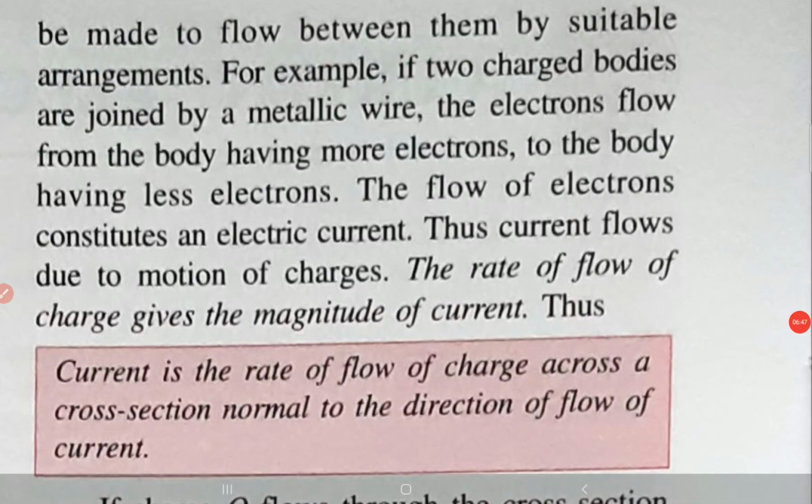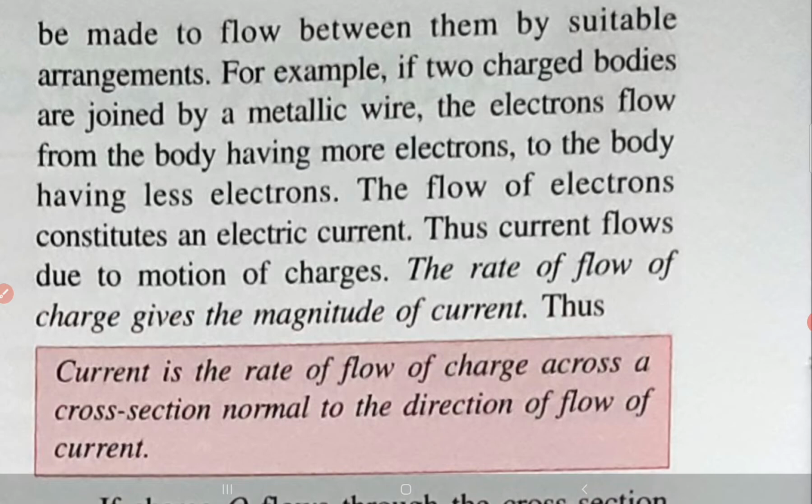So the charges can be made to flow between this positive body and negative body by a suitable arrangement. For example, if two charged bodies are joined by a metallic wire, the electrons flow from a body having more electrons to the body having less electrons. The flow of electrons constitutes an electric current, but how much current depends upon the rate of flow of the charges, how fast the charges are moving. So the rate of flow of charges gives the magnitude of the current.